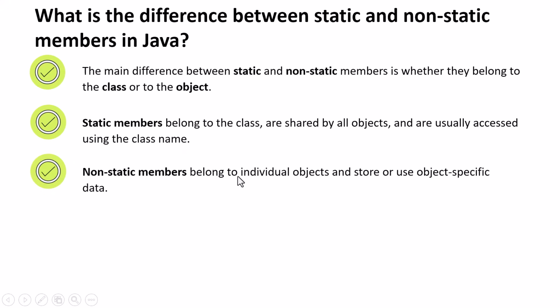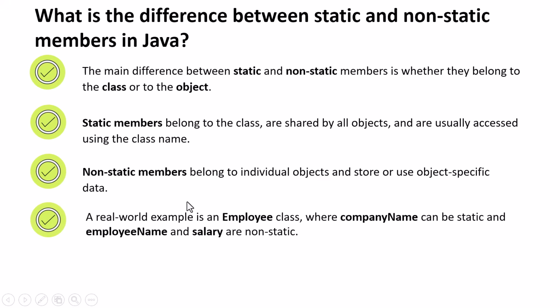Non-static members, also called instance members, belong to individual objects. Each object gets its own copy of instance variables, and instance methods usually work with the specific data of that object. A real-world example is an employee class. The company name can be static because it is shared by all employees, while employee name and salary should be non-static because each employee has different values.